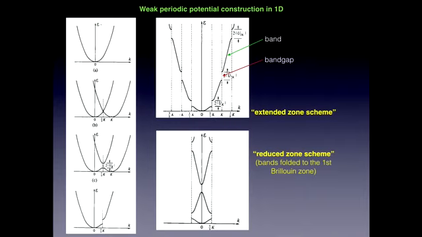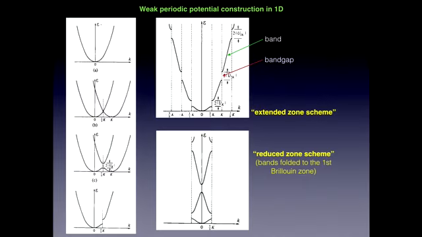Bands are folded into the first Brillouin zone. Once again, this segment has been shifted into here and results in this segment. Similarly, this segment has been shifted here and results in this. And this is what you will find almost universally in the literature, just because it's a more compact description.